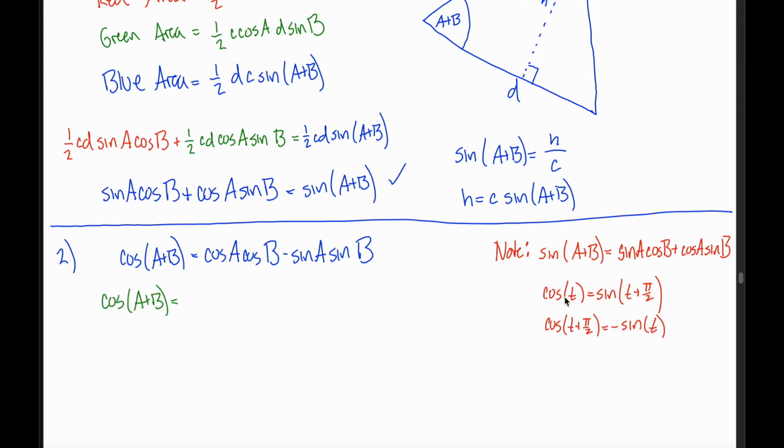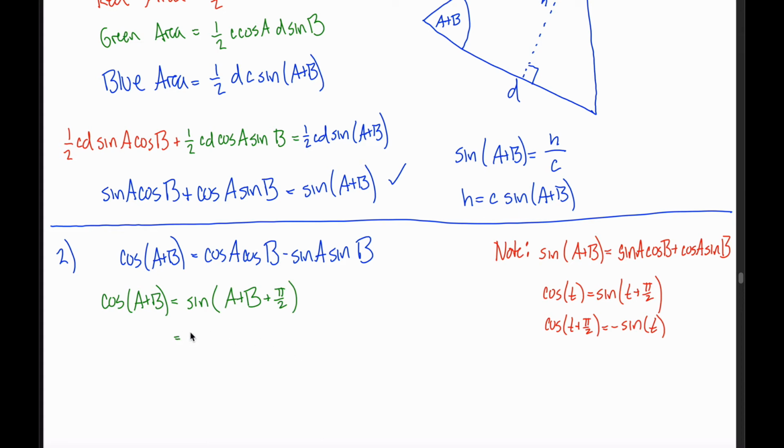The way I'll do it is I'll first use this fact. I want to know the cosine of some angle. That angle happens to be a plus b, but don't let that throw you off. It's just some angle. Well, this fact tells me that that's the exact same as the sine of whatever that angle is. It happens to be a plus b, but don't worry about that, plus pi over 2. Okay, I guess that's true, but I don't really see how that helps.